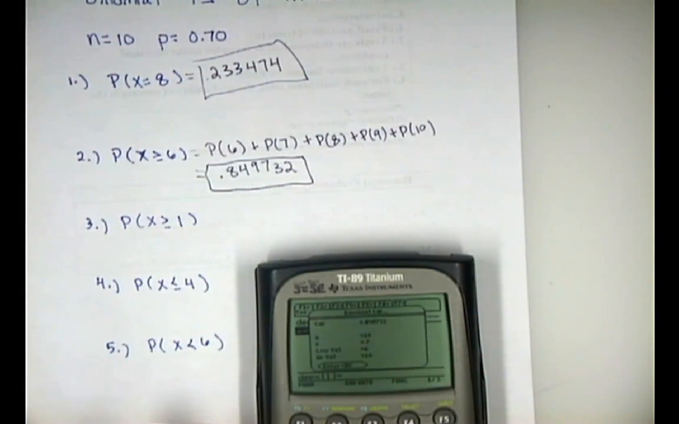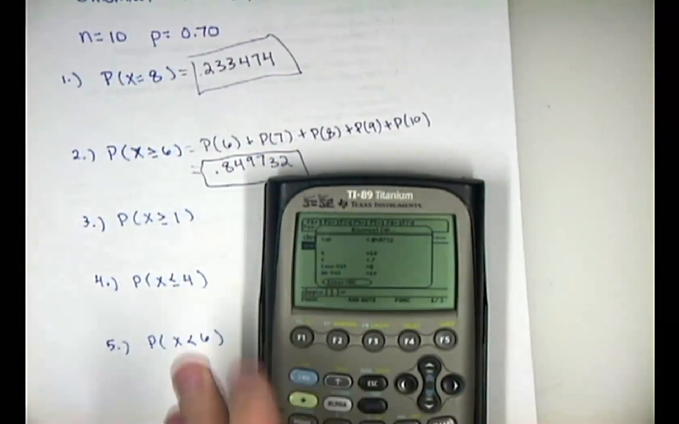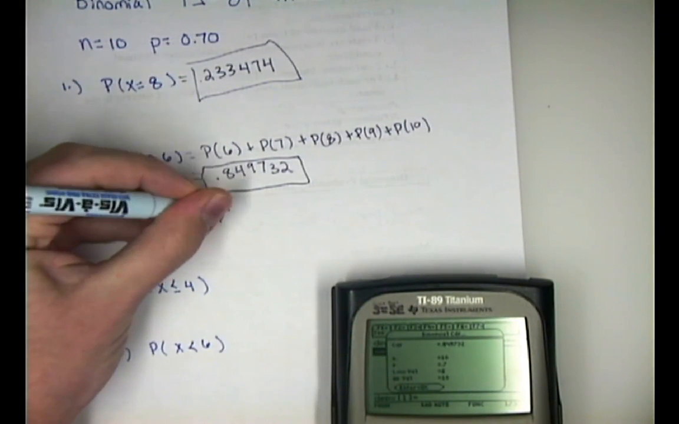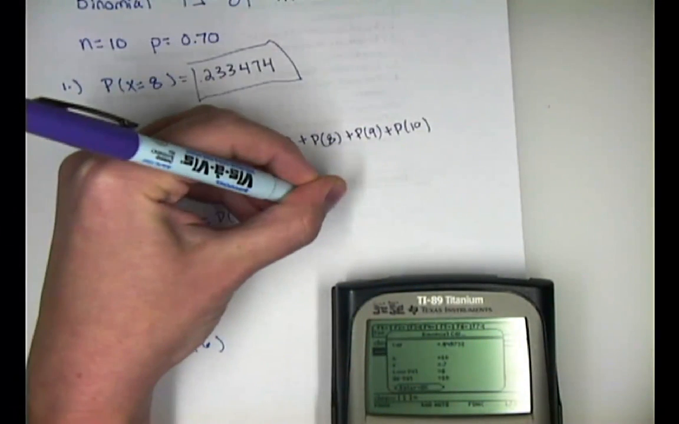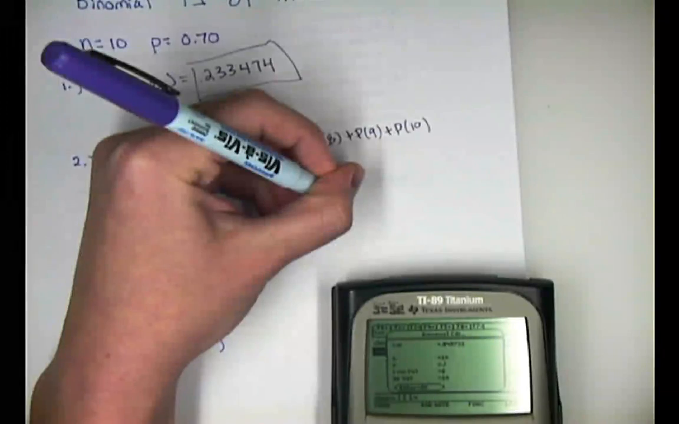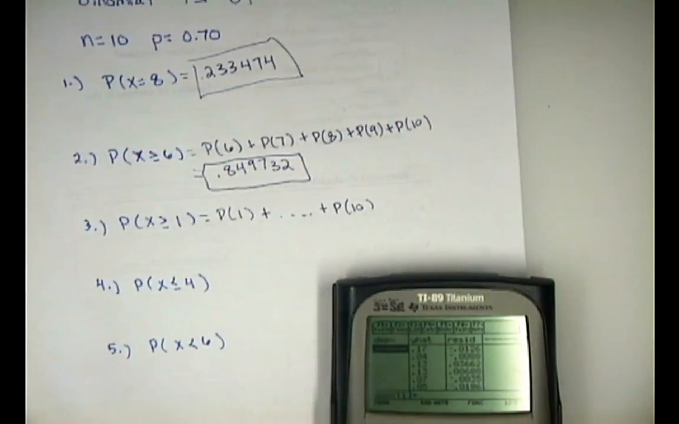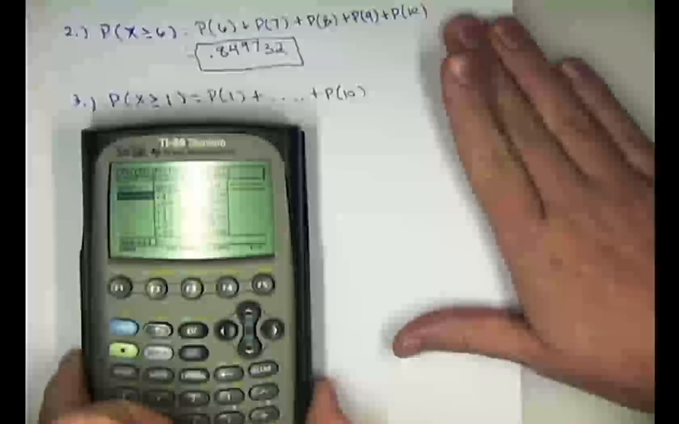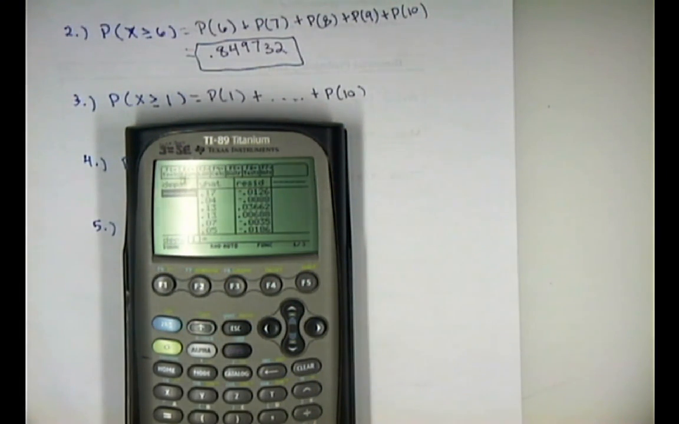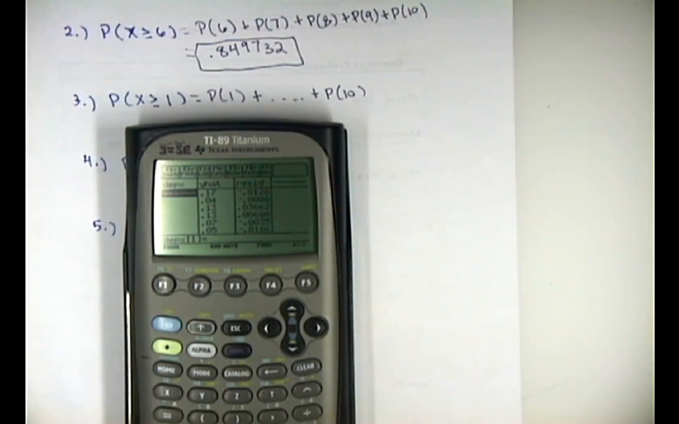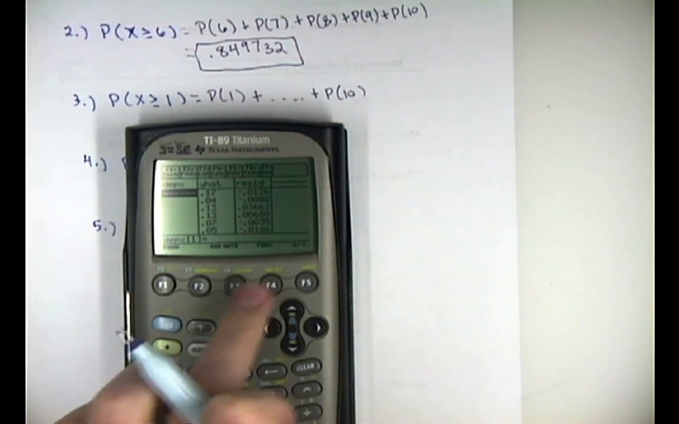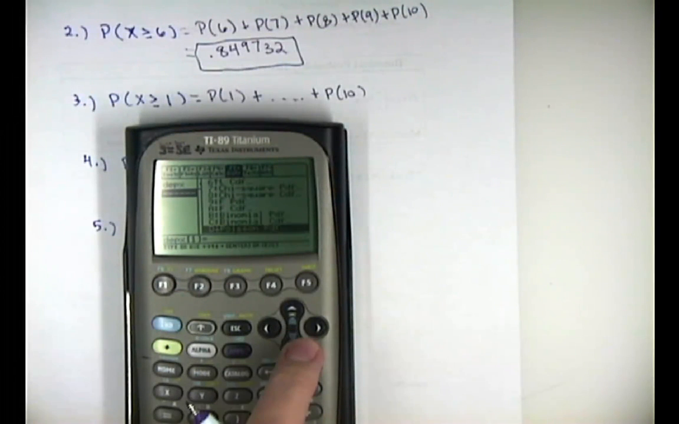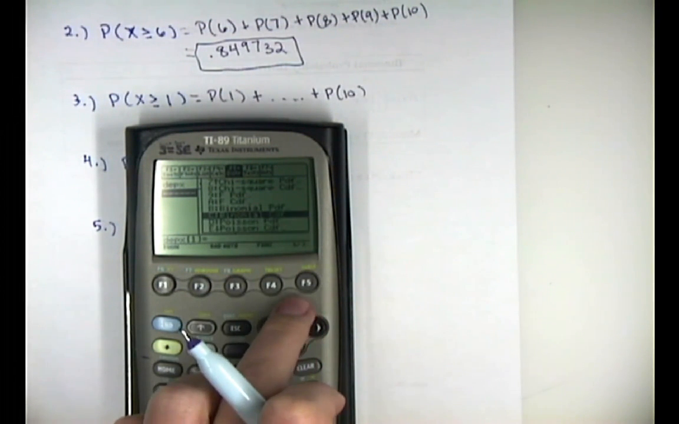Now what if you want to do probability of x being greater than or equal to 1? Well, think about what that means first. That means that you want to go from 1 all the way to 10, right? At least 1 means 1 or 2 or 3 or 4 or 5 or 6 or 7 or 8 or 9 or 10. So let me move this stuff up for you. What you're going to do is press F5 again. You're going to go all the way down to that binomial distribution. We want the binomial CDF key again.